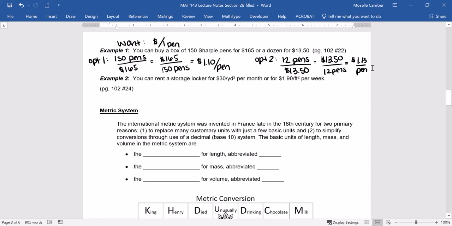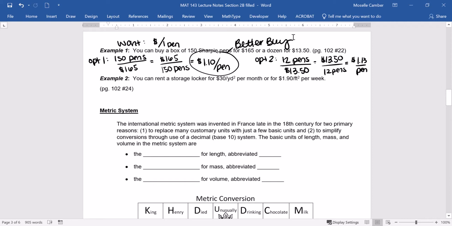So if I buy the 150 box, I only have to pay $1.10 per pin, whereas option 2 is $1.13 per pin, so if I were to buy 150 either way, I would spend more money on this one. So in this case, option 1 would be our better buy. Now of course, if you don't need 150 pins, you might not want to buy this one, but if you want a lot of pins and you want to save money, that's the one you would go to.